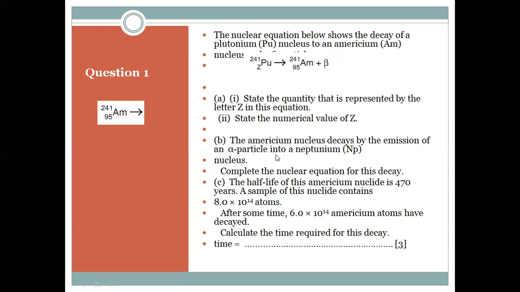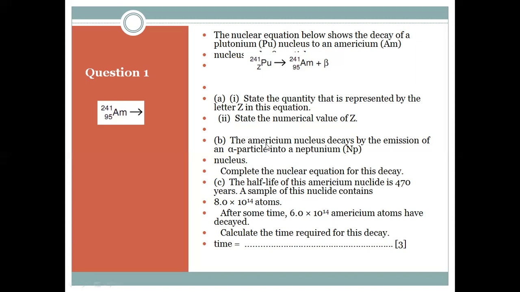Okay, then there's another question. The americium nucleus decays by emission of alpha particles. It means this is also not stable, and that also decays, and it undergoes alpha decay. So you have to write down the nuclear equation for this decay.